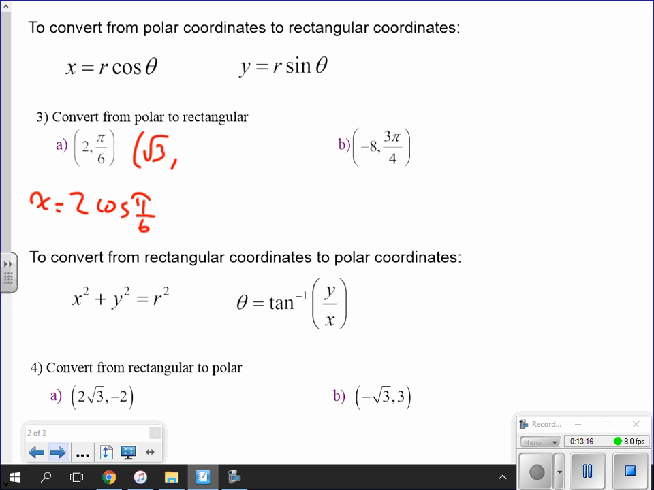The y-coordinate is almost identical. It is r sine theta. So 2 sine pi over 6. The cosine is √3/2. The sine is 1/2. 2 times 1/2 gives me 1. So if you were to take the polar coordinate and lay it on top of the Cartesian plane, those 2 points would line up.